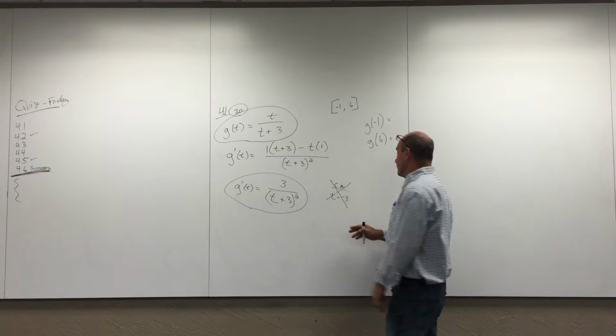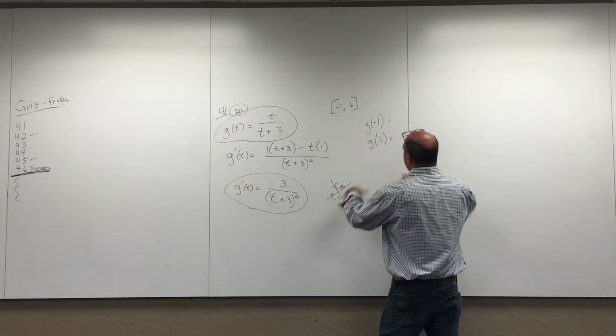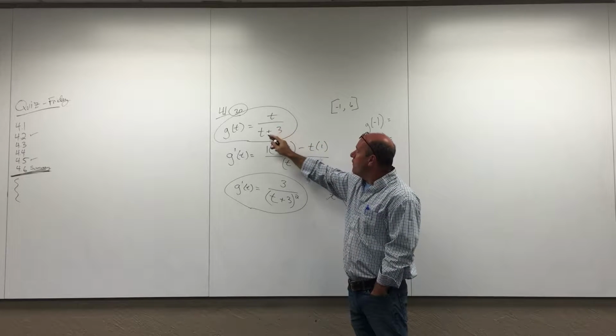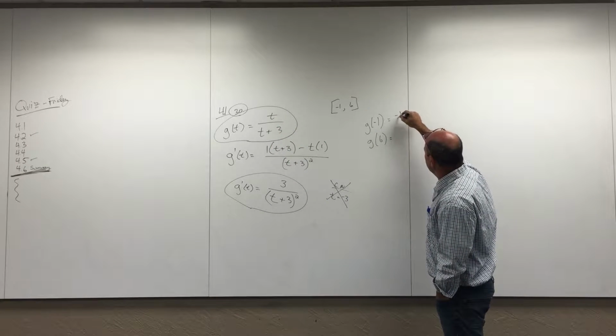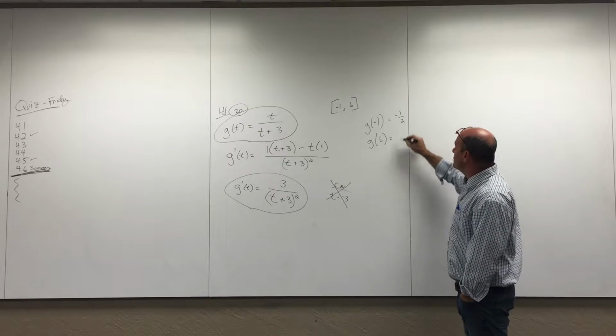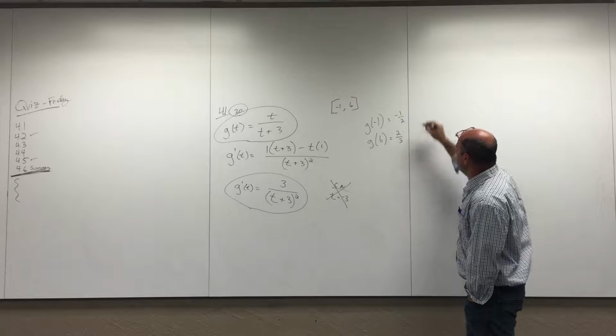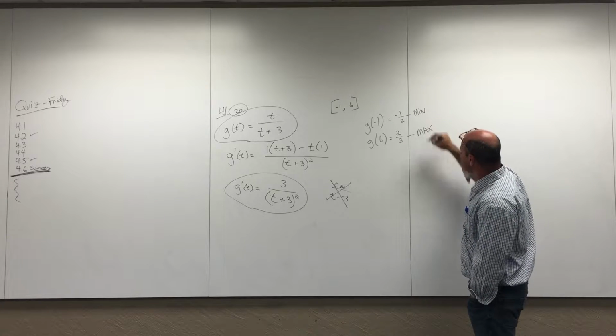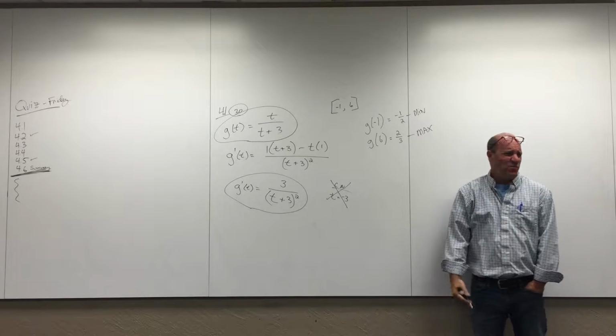All right, here I go. So now what do I do? I plug in -1 in here. That's a -1 over 2. So I think that's -1/2. I plug a 6 in here. That's a 6 over 9. 6 over 9 is 2/3. Well, I think I'll call him a min and him a max. It's weird.